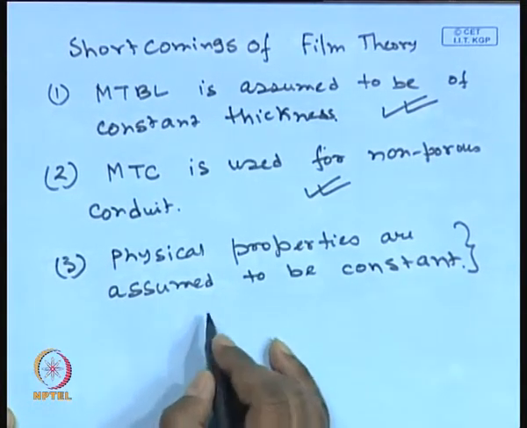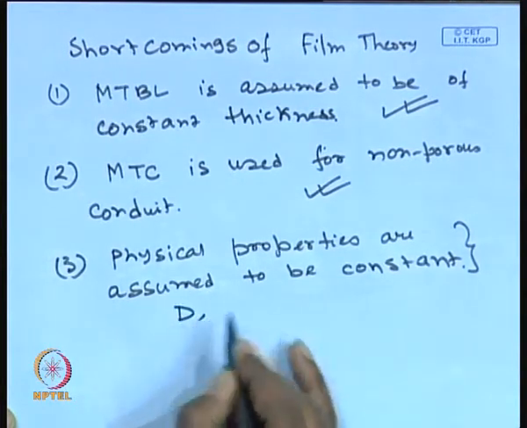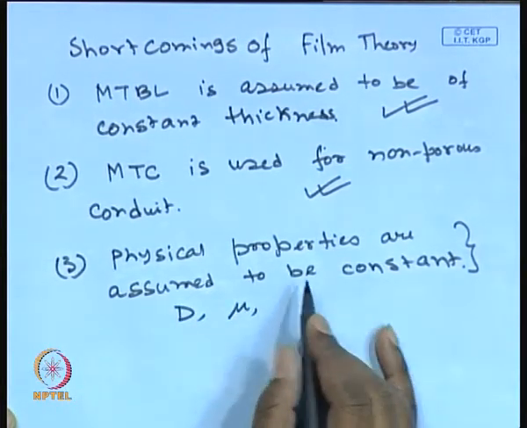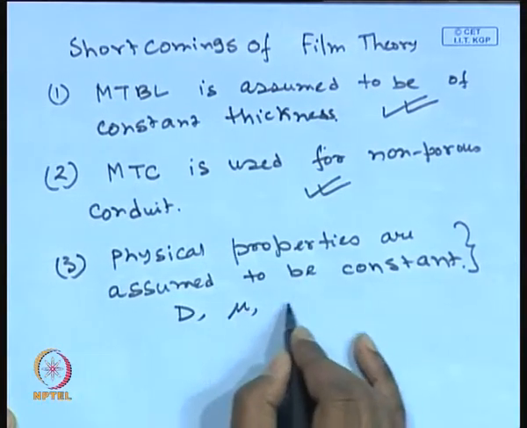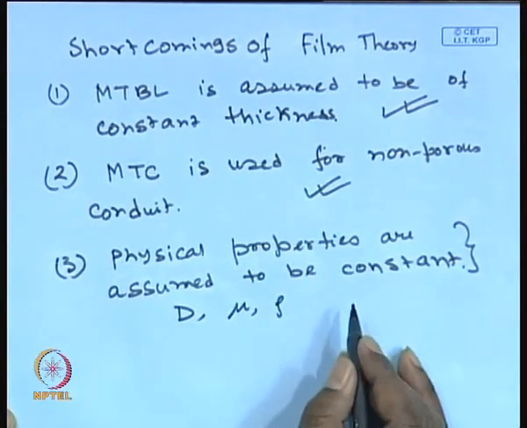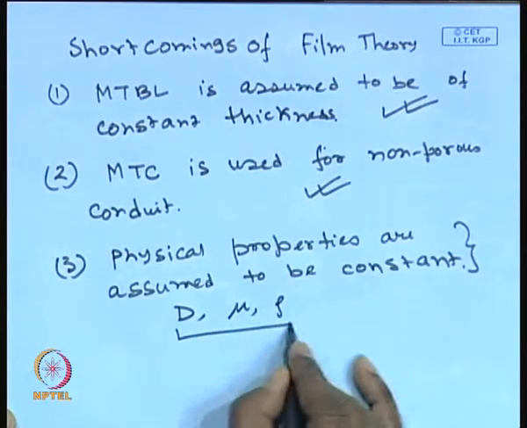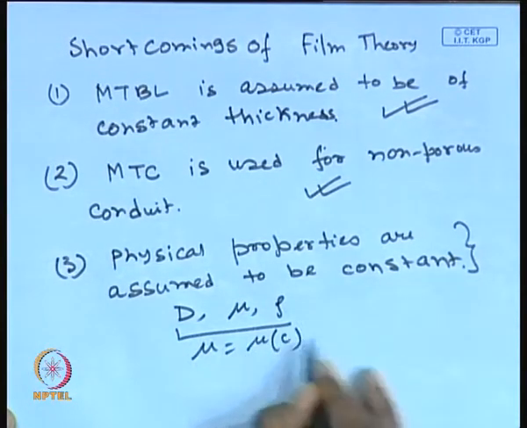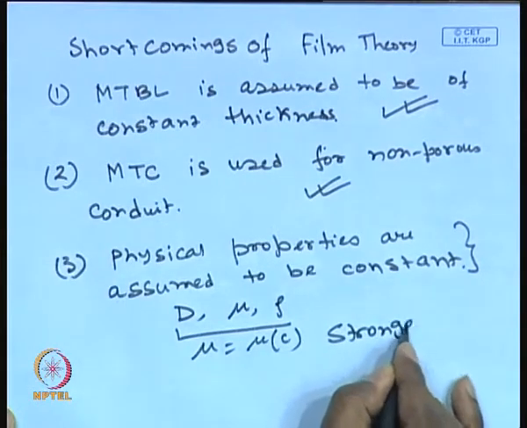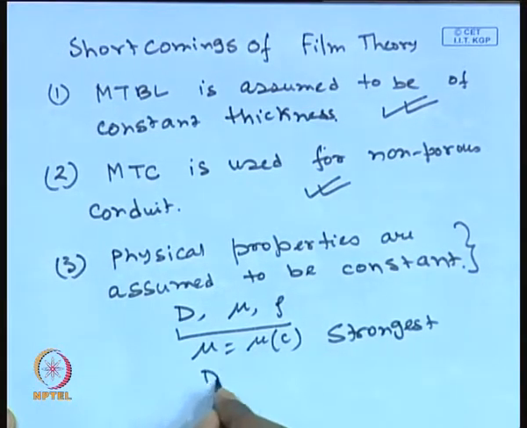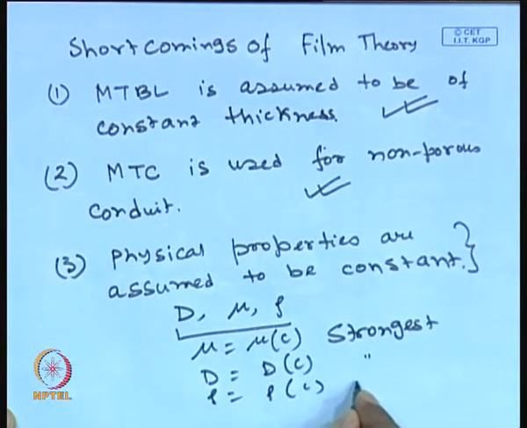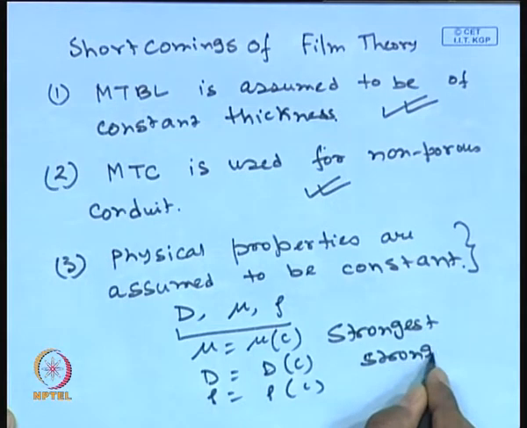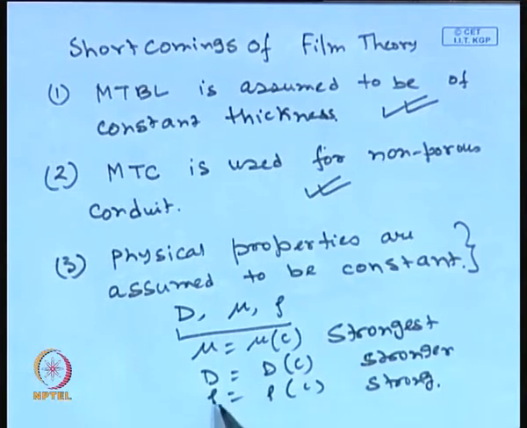Now, let us list once again the physical properties we are talking about: diffusivity, viscosity of the solution, and density of the solution, the thermophysical, chemical-physical properties. Out of these three, viscosity is the strongest function of concentration, and diffusivity follows, and density becomes a weaker function of concentration. In fact, the density as a function of concentration is the weakest one.